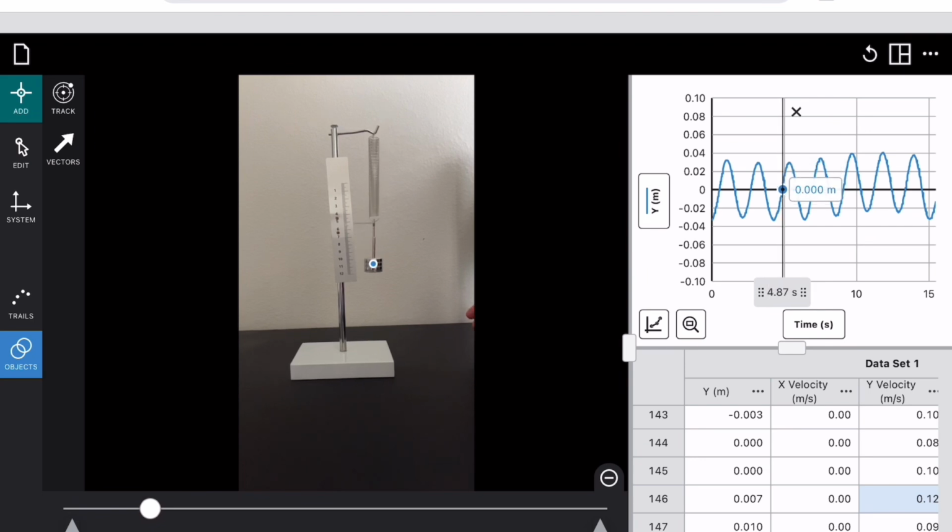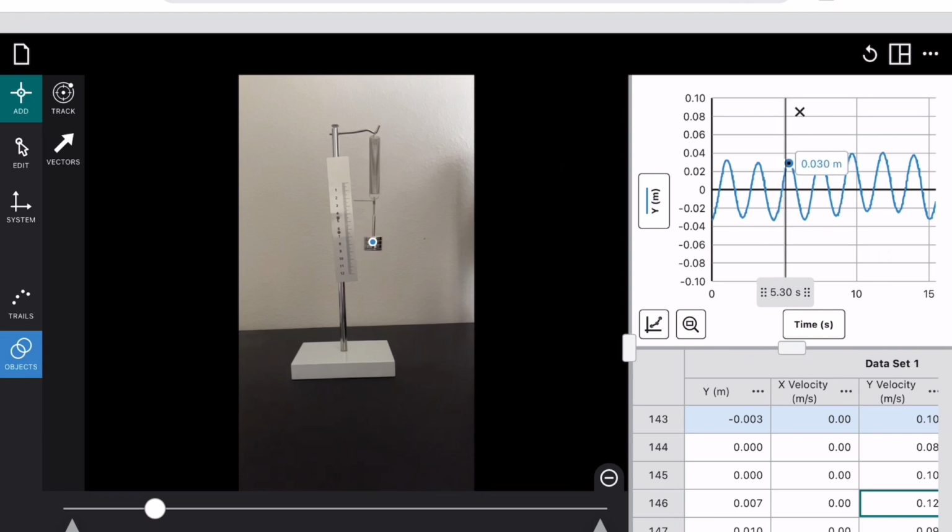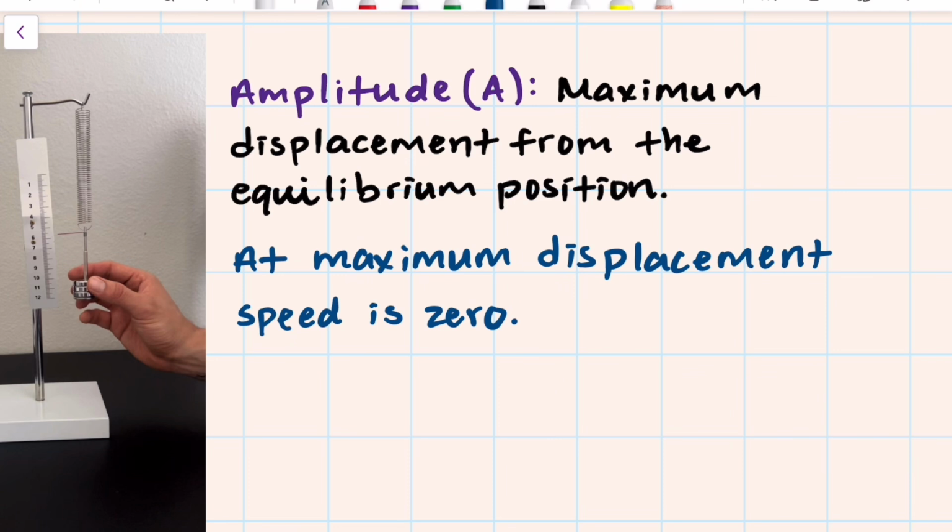So then, if you look at the mass on a spring, when the mass on a spring goes through or passes by the equilibrium position, when the displacement is 0, the maximum speed is reached. So maximum speed is reached when we have 0 displacement. If you think about it, the relationship is reversed.